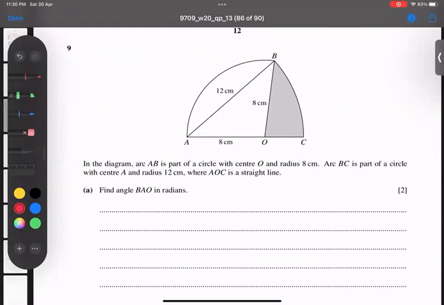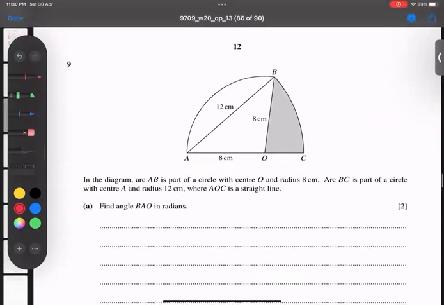Question number 9. I'm going to start now. First of all, read carefully: arc BC. It means in this sense we have a BC arc. The arc BC is here. It means the center lies at A, and this is theta. He mentioned here very clearly: arc BC, center at A, and the radius is 12.